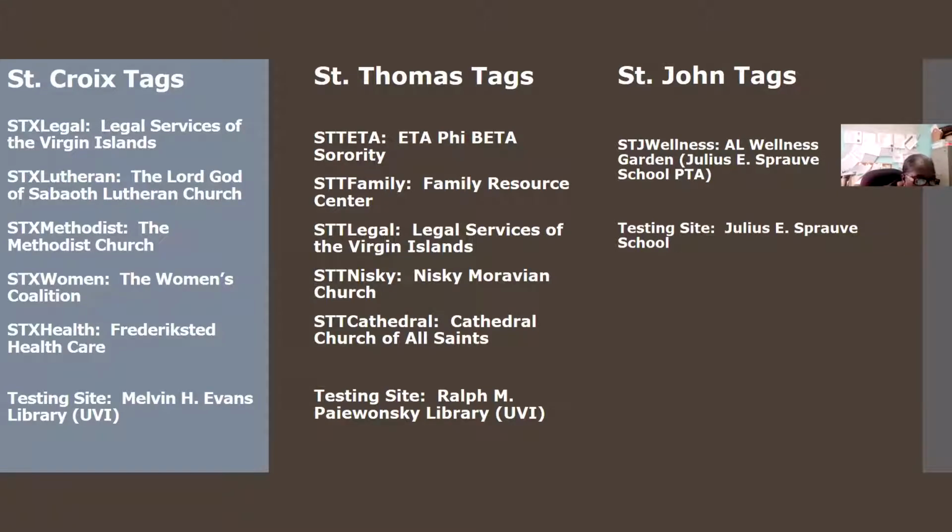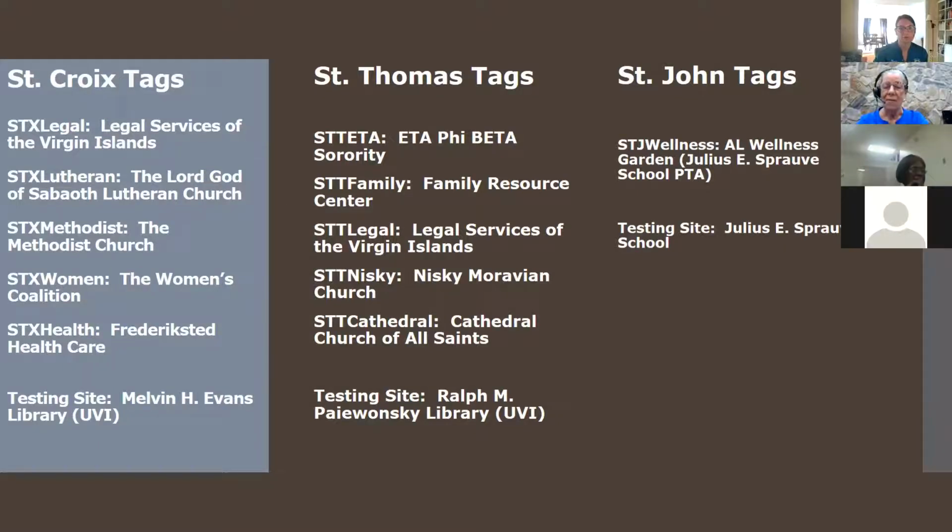For instance, I'm going to go with the St. Thomas tags. You can see that for each group, your tag is first, the colon's not included, obviously, and then the name of the group. And the testing sites are at the bottom: the Melvin H. Evans Library on the UVI campus, the Ralph M. Paiewonsky Library here on the St. Thomas campus, and Julius E. Sprauve School in St. John.